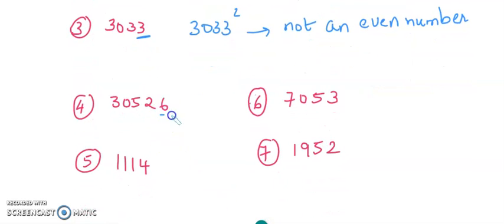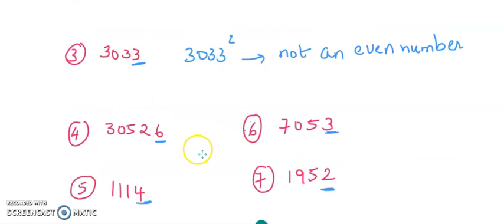So here also you can see 6 is even, so its square is going to be even. 4 is even, so its square is going to be even. 3 is odd, therefore its square is not even. And 2 is even, so its square is also even. Okay, so these 4 questions are your practice questions.